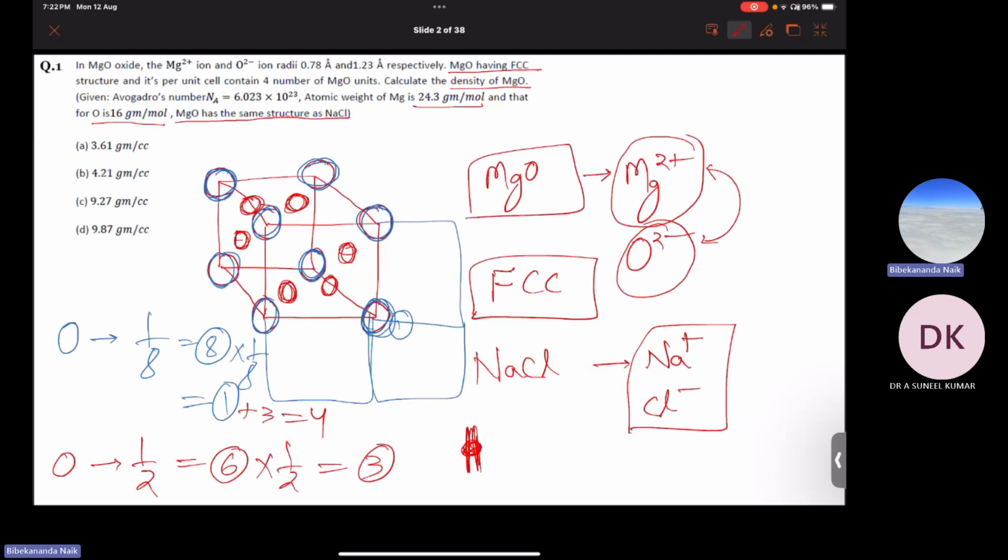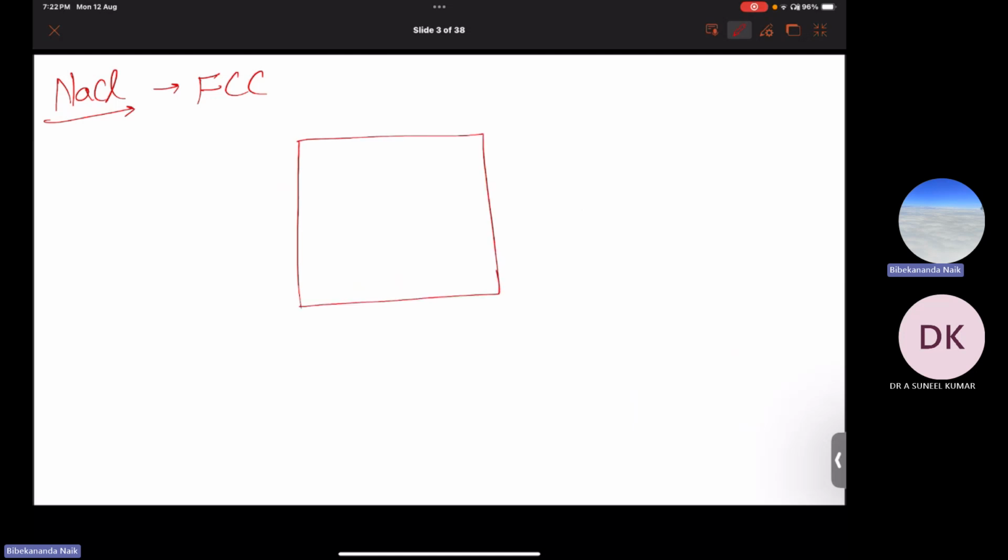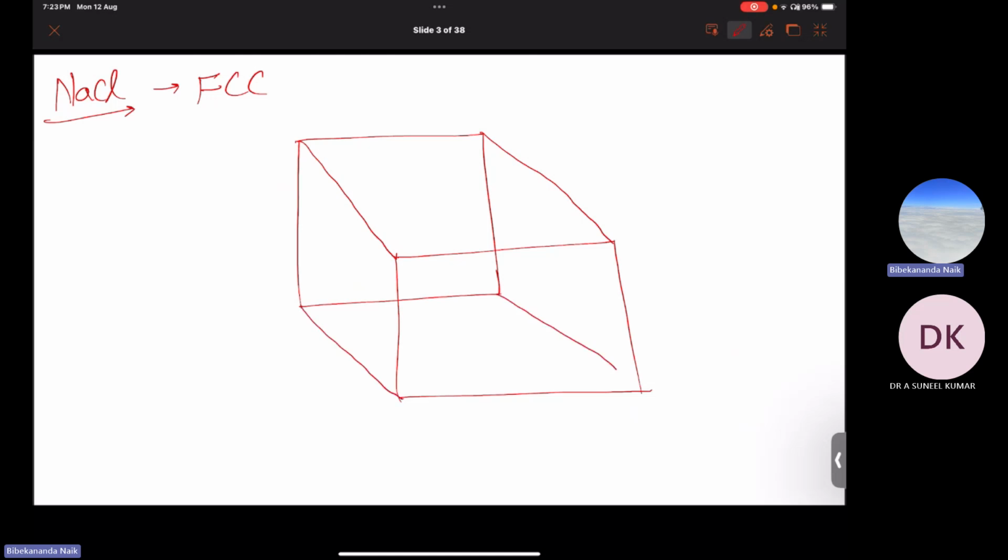So it will be similar to that of NaCl. So I'll be drawing the NaCl. If you just replace Na plus by magnesium 2 plus and Cl by oxygen 2 minus, you will get the same structure. So if you draw the NaCl structure, then NaCl has an FCC structure. So it will be like this. I told you there are 2 FCCs. So we will be drawing like this.